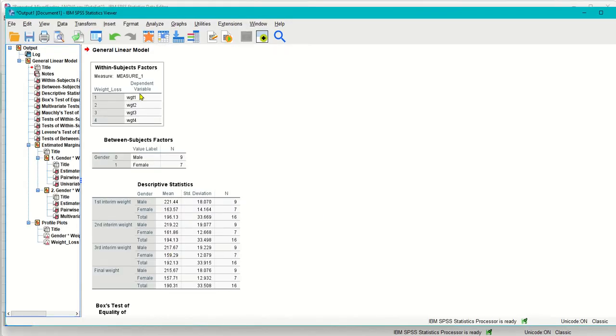All right, so first box tells us what are the within subjects factors being compared here, and it's our weight variable, and then it indicates the number of people in our between subjects. So we have 9 males and 7 females. And then it gives the descriptive statistics for both of them together. So within the first time they were weighed, it gives us the mean for the males and the females, and all the descriptive statistics for each one of those categories.